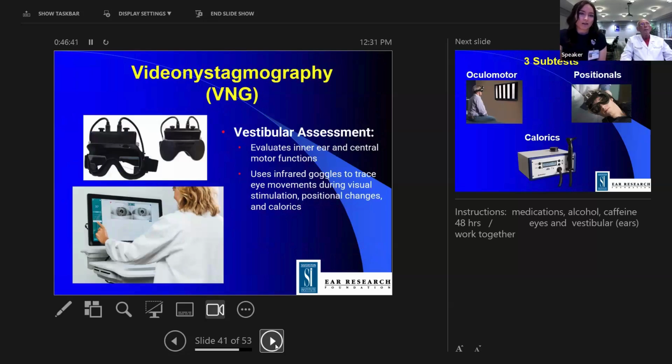So once we get some balance testing done, we can move on into video nystagmography, or we can just call it a VNG. This is the point in the test where we put some goggles over your eyes, and we're going to look at how your eyes move whenever we give you something to look at or when we take your vision away. This helps us figure out how the inner ear is working and how it's talking to the brain at all times. The goggles are pretty cool. They are just infrared lights, and they can track even the tiniest of eye movements.